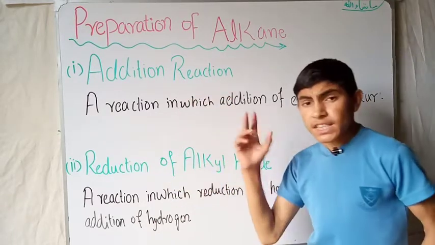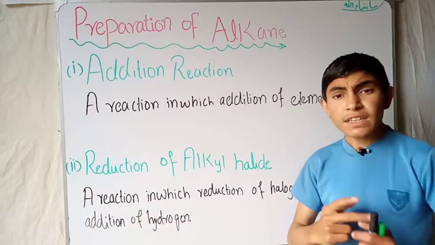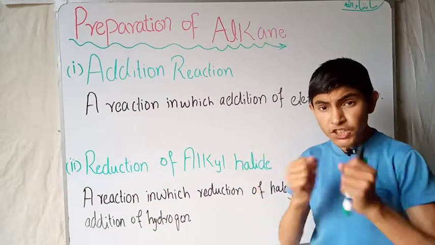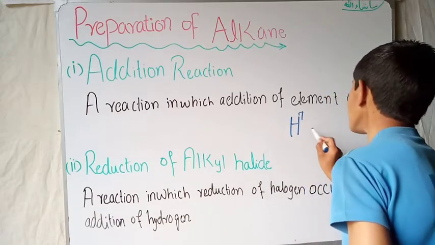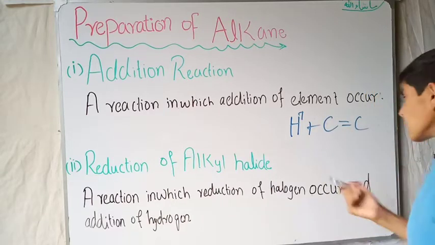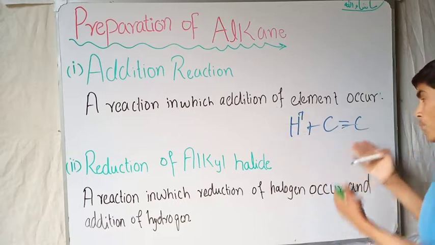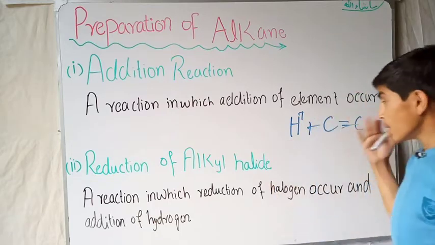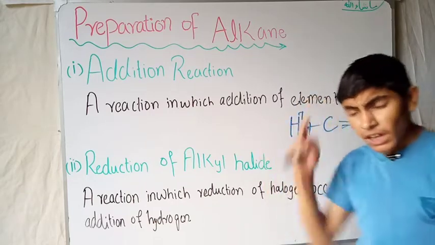So the addition reaction is a reaction in which addition of an element occurs. It means that when we add an atom or a group of atoms to another atom which has a double or triple bond, for example a hydrogen atom added to a double bond, which is alkene, or a triple bond, which is alkyne. So this is the reaction. After the addition of hydrogen to double bond and triple bond atoms, we can get the alkane, which can be methane, ethane, propane, butane, and so on.